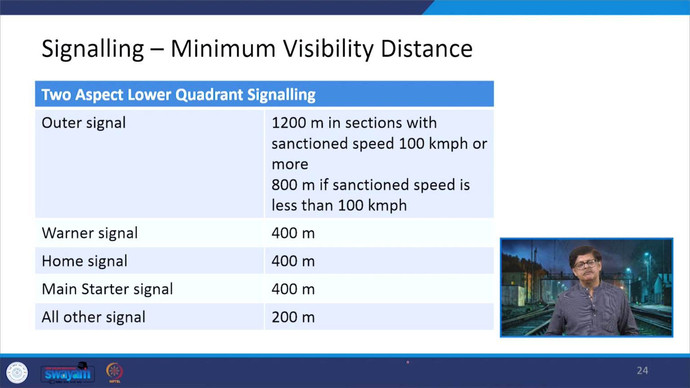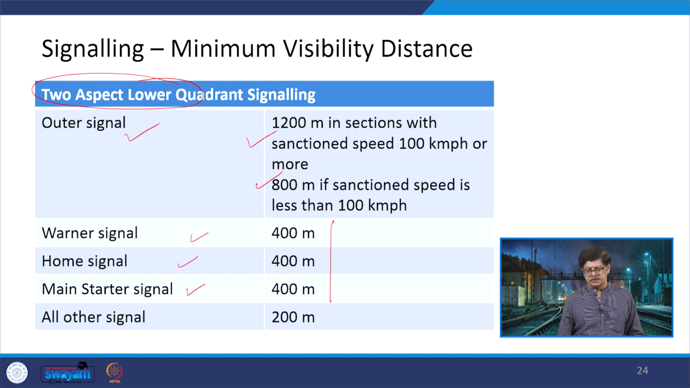Now, there are some minimum visibility distances which we should also talk about in the case of two aspect lower quadrant signaling systems. For an outer signal, it is 1200 meters in sections with a sectional speed of 100 kilometers per hour or more, but if the speed is less, then it can be 800 meters. The Warner signals, the home signals and the main starter signals are all at 400 meters. For all other signals, 200 meters is the visibility which needs to be ensured.